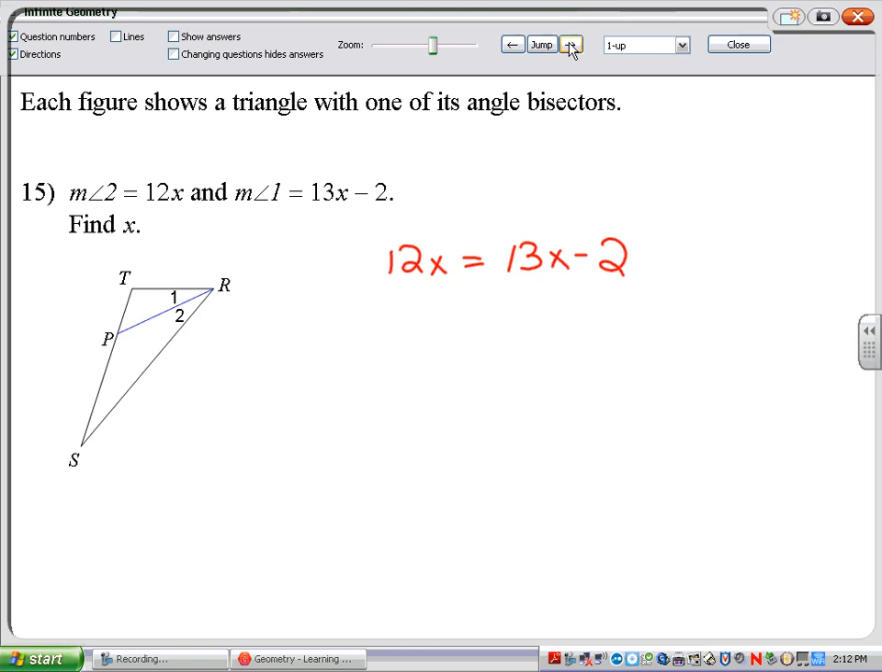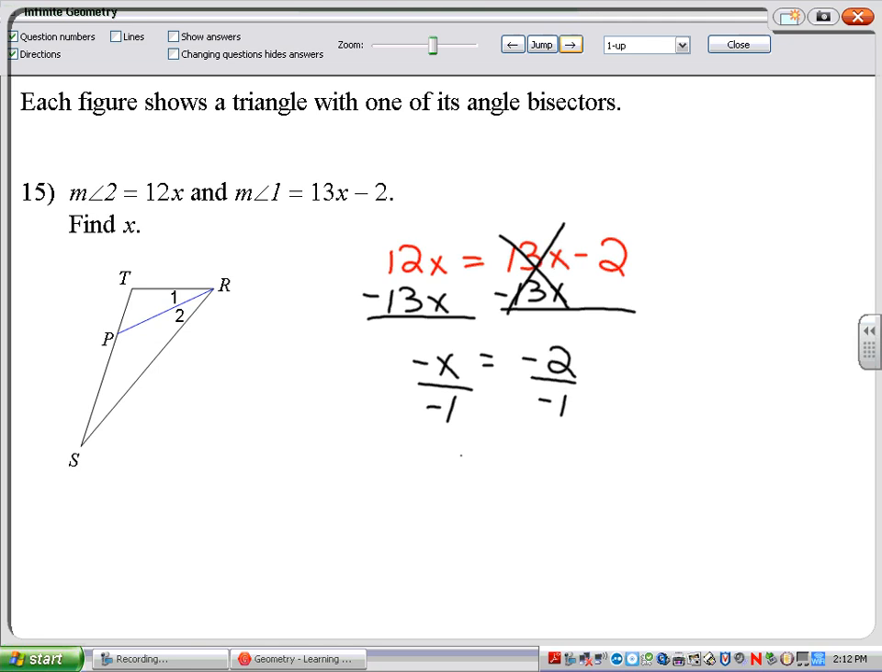Solve this. I'd say just subtract 13x from each side. That gives me negative 1x equals negative 2. Divide by negative 1 and get an answer of positive 2. So number 15 is positive 2. One more.